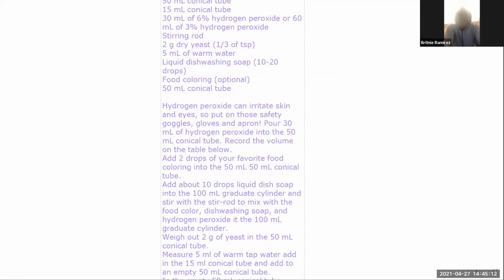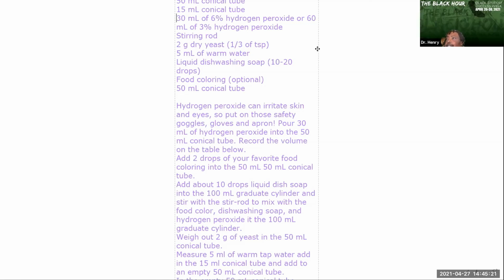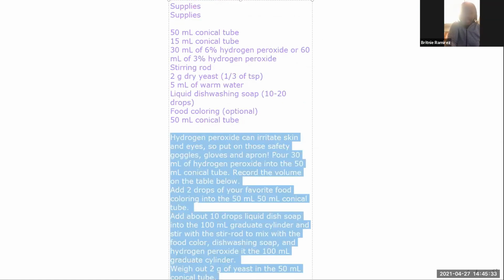I'm sorry, Dr. Henry, how many milliliters of the 3% hydrogen peroxide? It says 30 for the 6%, and how many for the 3%? 60. Okay. Yeah, you want to double it. So that's a tad bit over the 1/4 cup. Or you can use your conical tubes. Do you have your conical tubes with you? That one is 50. So if you get 2 of those, or a 10 and a 50.